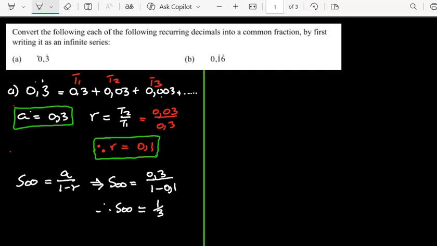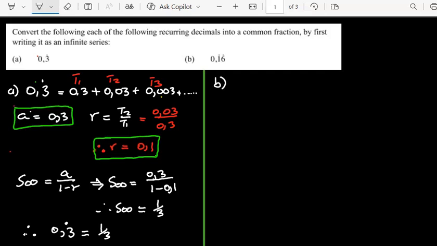Now, therefore, we can conclude and say that, remember we said we can use the sum to infinity to convert recurring decimals into common fractions. So we can say that 0.3 recurring, we can write it as 1 over 3. Now, let's work on the second example, which is B.